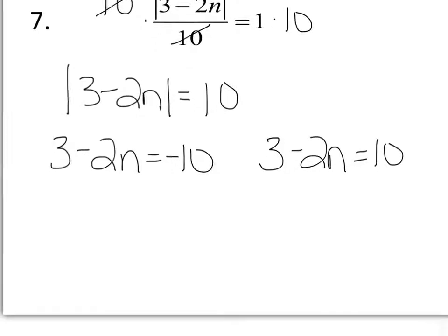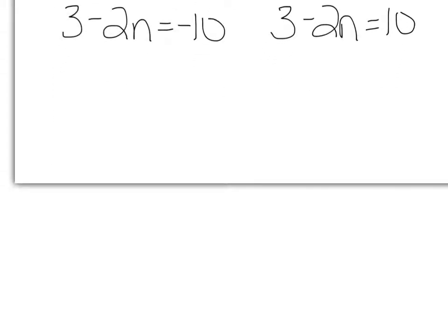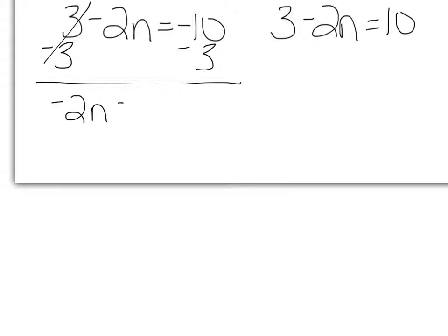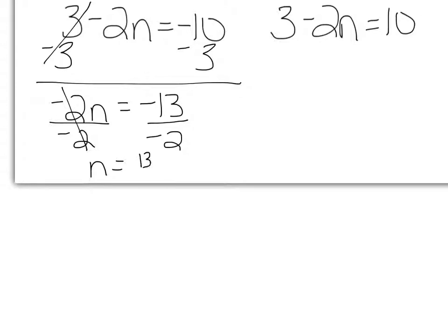Anytime you're solving for an absolute value, you need to split it up into two problems with a positive and negative version of the solution. So now you're just going to solve for n. So you subtract 3 from both sides. You get negative 2n is equal to negative 13. Divide both sides by negative 2, and you get n is equal to 13 over 2. It's positive because it was a negative over a negative.